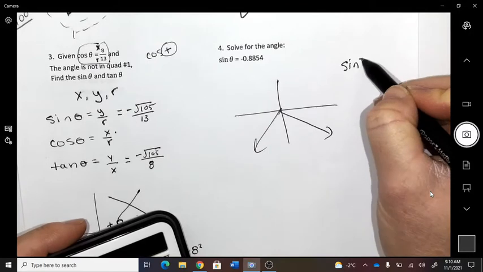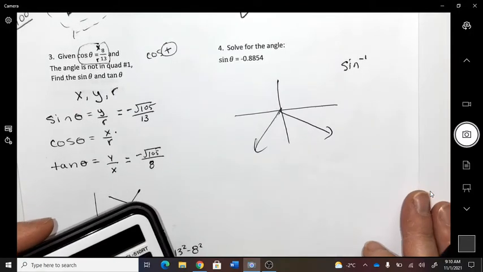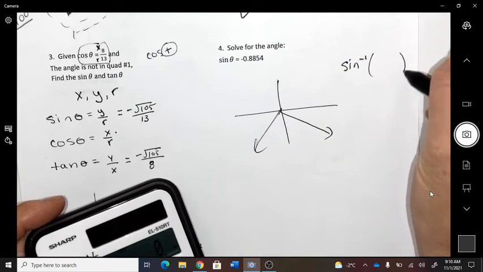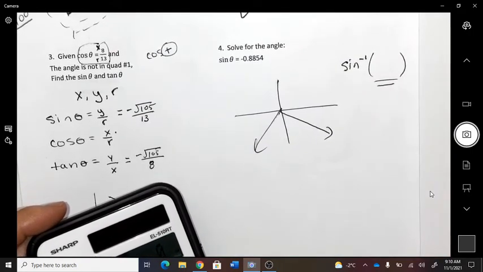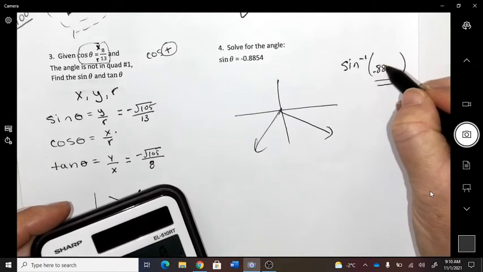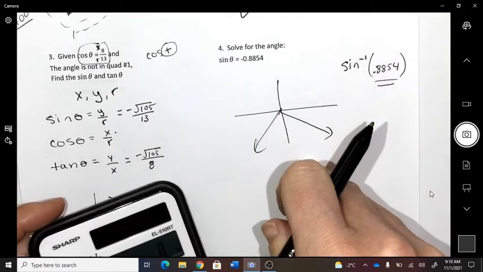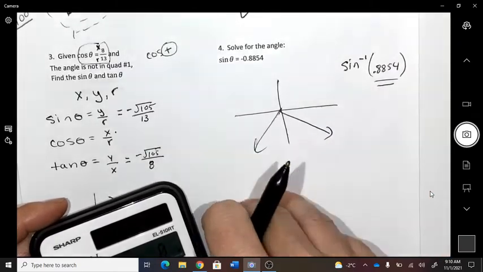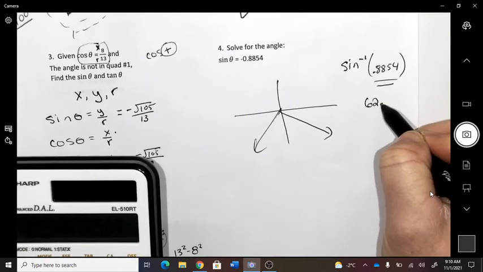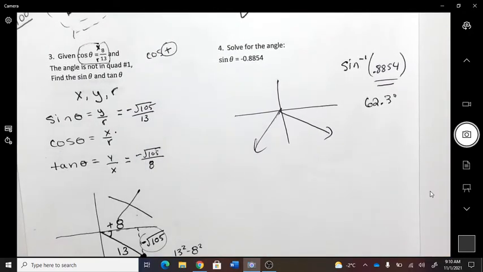Okay, so now I'm in my calculator and I'm going to sine inverse. What's the rule there? Do you remember? Don't do the negative. We did the negative in its location. We're not going to do the negative in the math part, right? So this is a reference angle that you get.